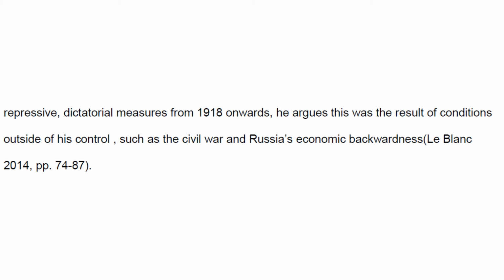This is just a continuation of LeBlanc's argument. This is perhaps the most important part of the essay. It's the comparison between the two historians. He talks about how they differ in their ideas about Lenin. And you can see as we go on through the essay that most of this essay is about the historians and their perspectives rather than the individual. And that's the key thing here.